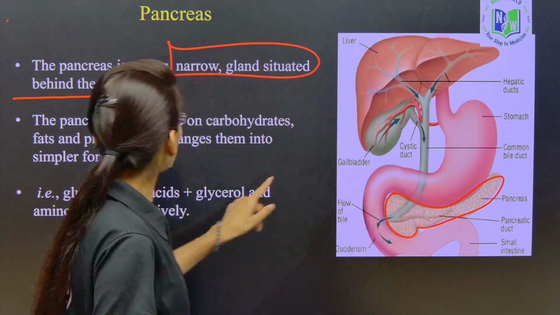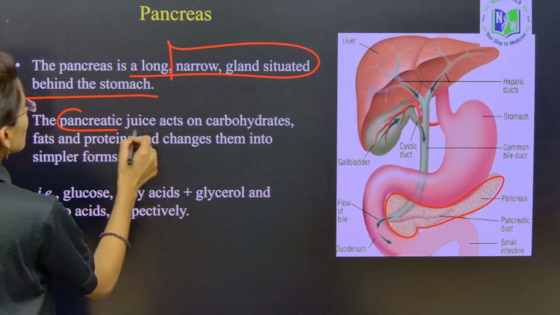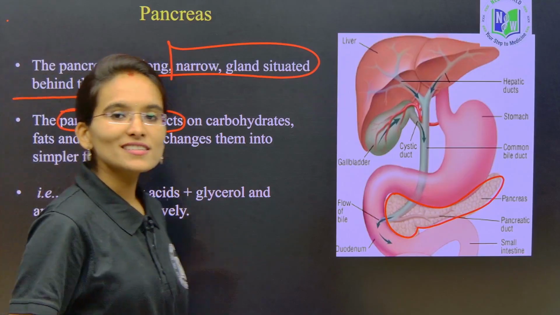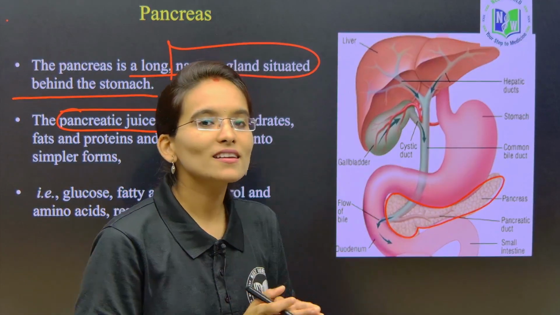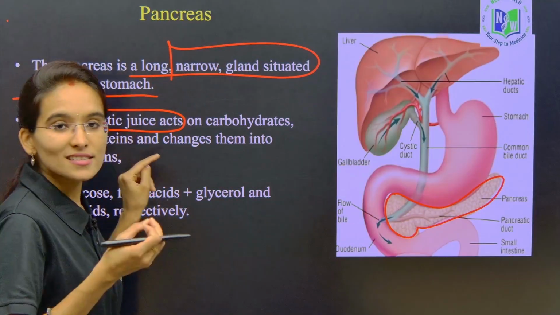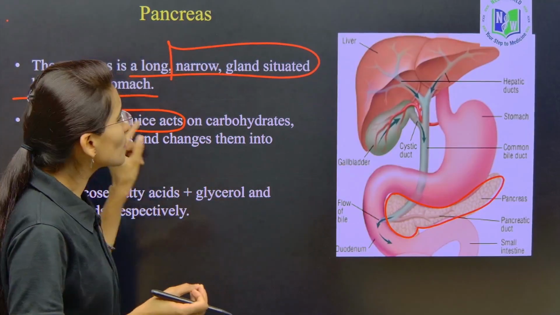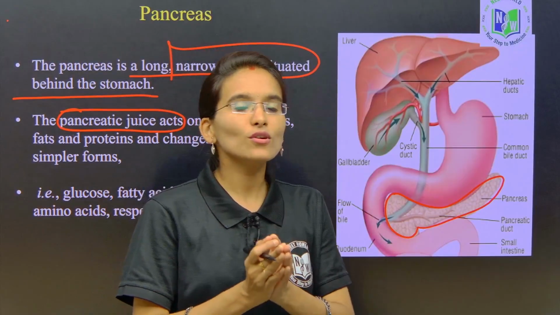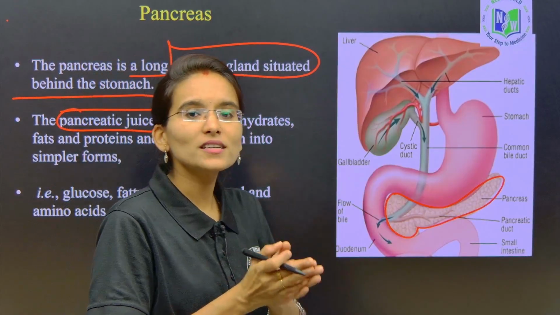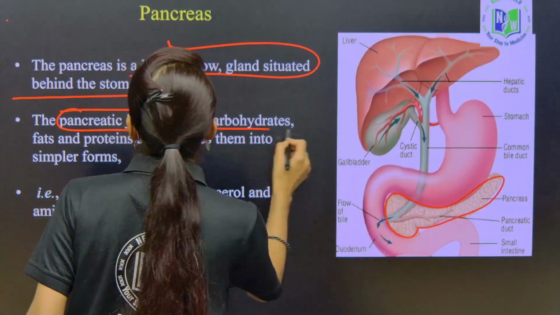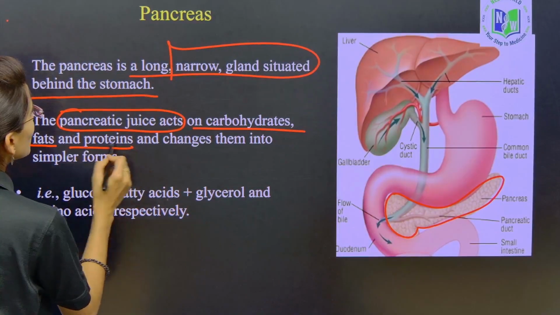Yes, clear? And next, the pancreas. Now, what is secreted from the pancreas? From the liver, bile juice is secreted, right. From the pancreas, pancreatic juice is secreted. What is the main function and the main role of the pancreatic juice? It acts on some important and complex nutrients like carbohydrates, fats and proteins.